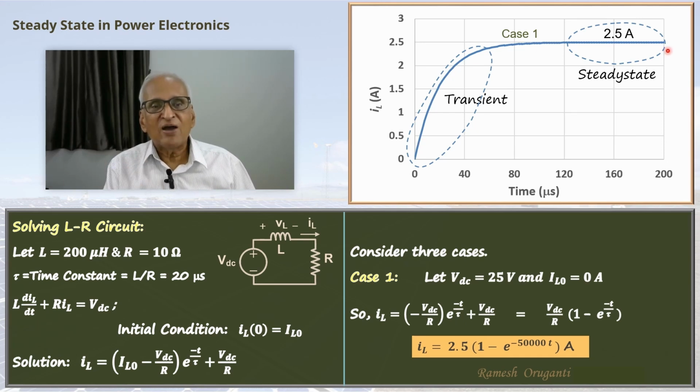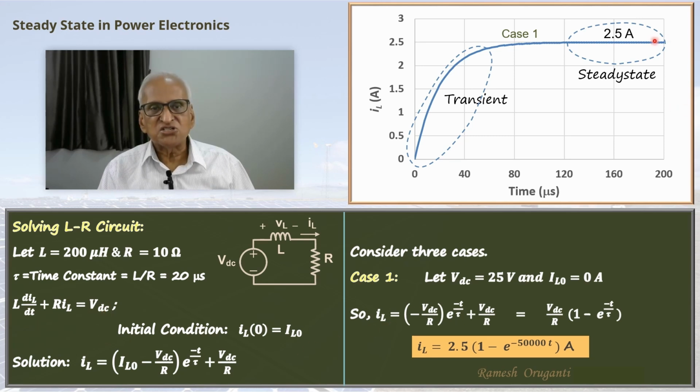Suppose I am analyzing this DC circuit and I am only interested in the steady state value. I am not interested in the transient value. I want only the steady state value. Then I do not have to go through all this derivation. I don't have to write the differential equation. I don't have to do all this. How do I do that?